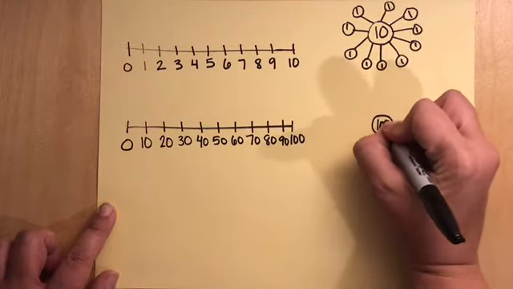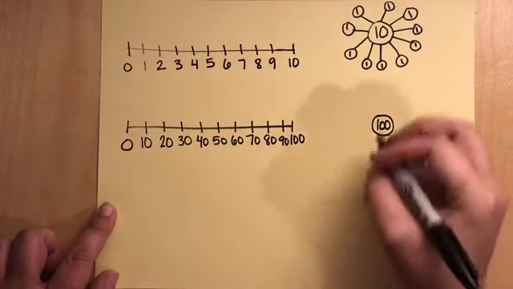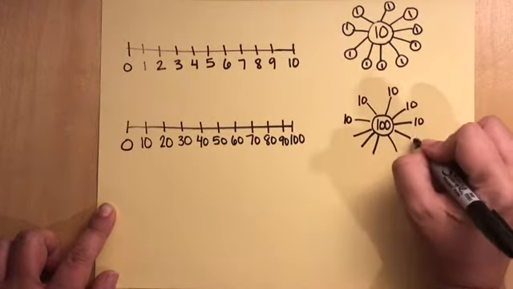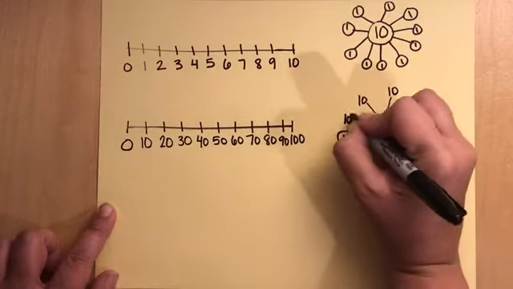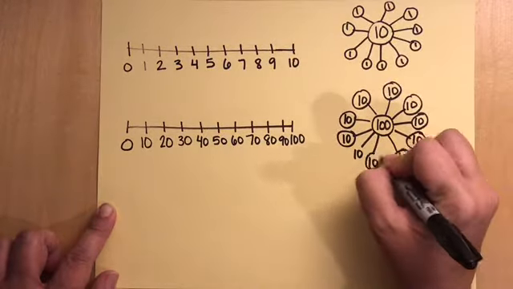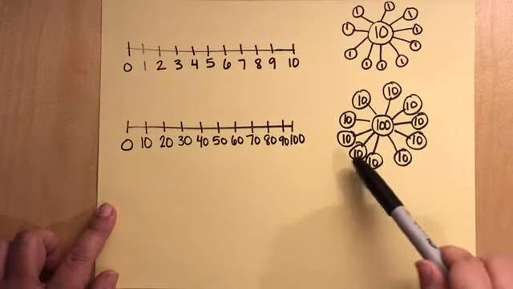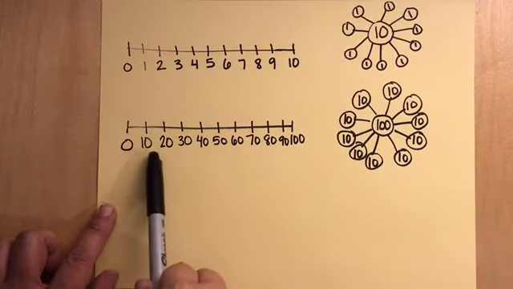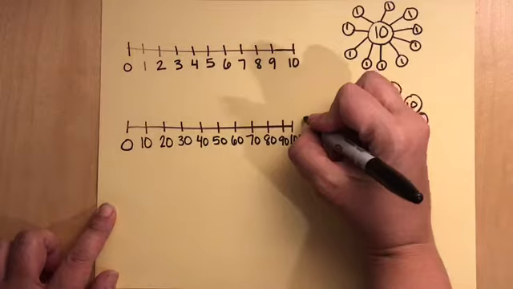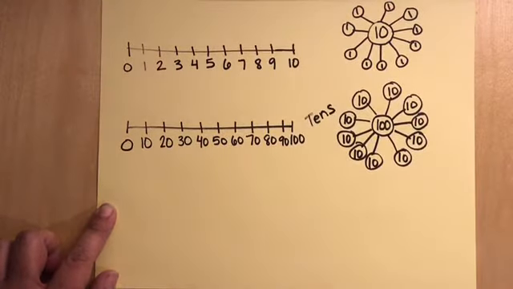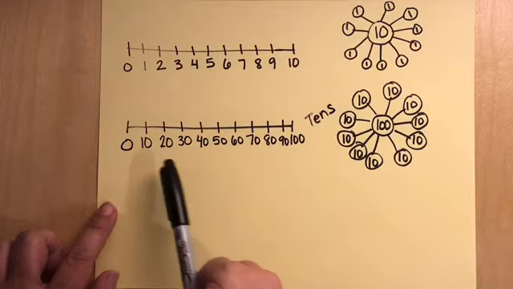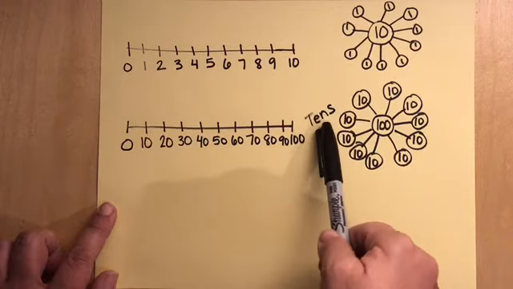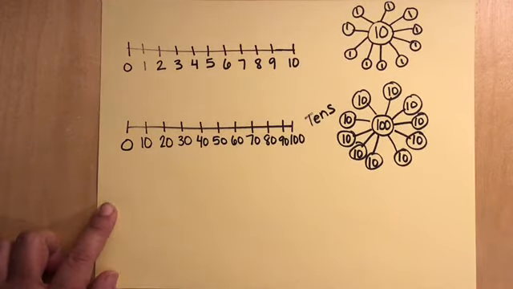Let's make our number bond to show how many tens are in 100. 10, 20, 30, 40, 50, 60, 70, 80, 90, 100. Did you know that each of these numbers on the number line are called tens? Because you can count by 10 to get to them. So I would call 20 a 10 because I can count by 10 to get to 20. 100 I also would call a 10 because I can count by 10 to get to 100.